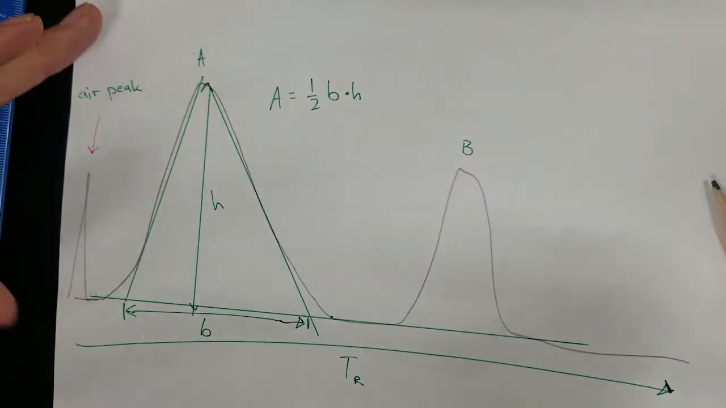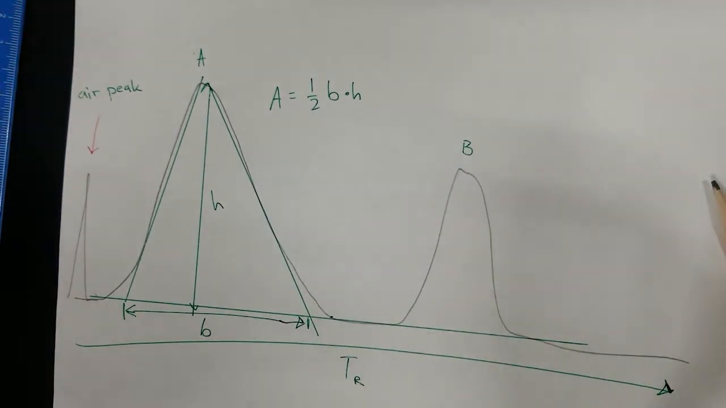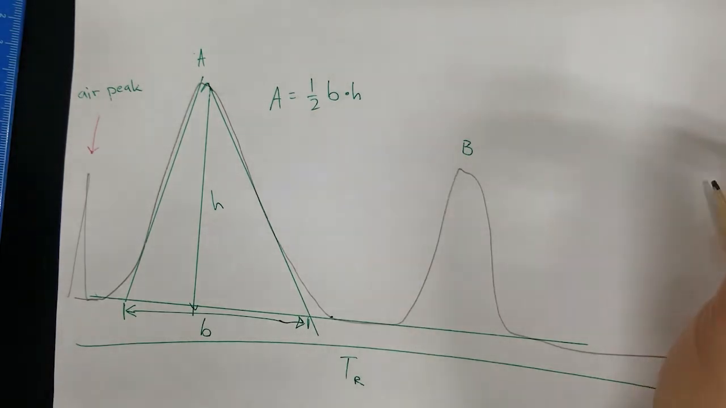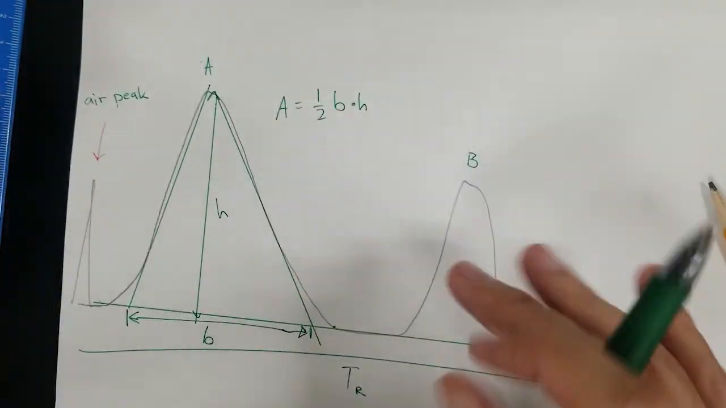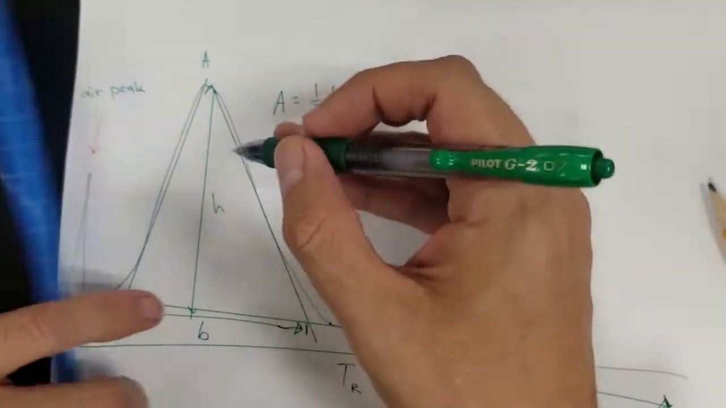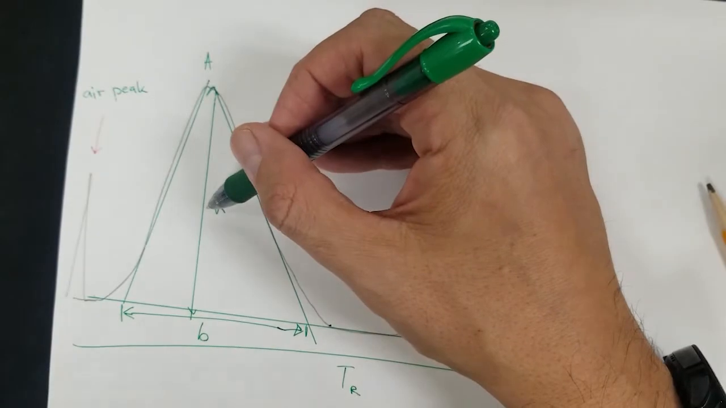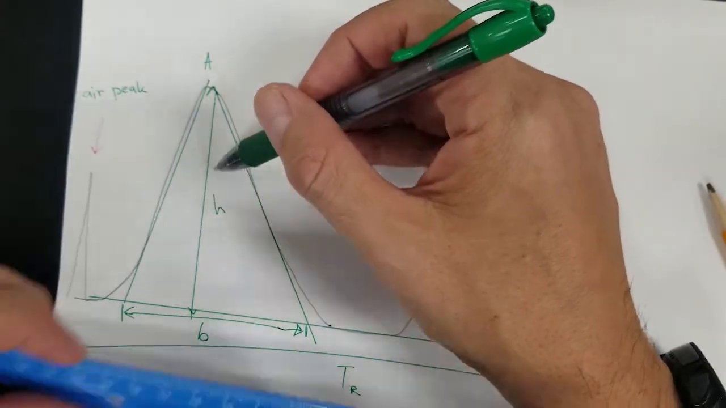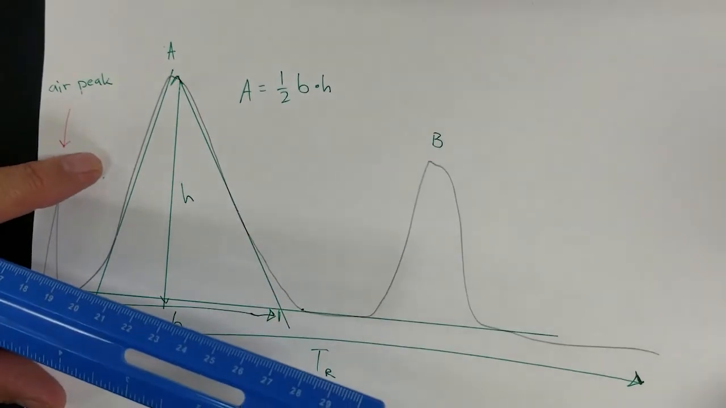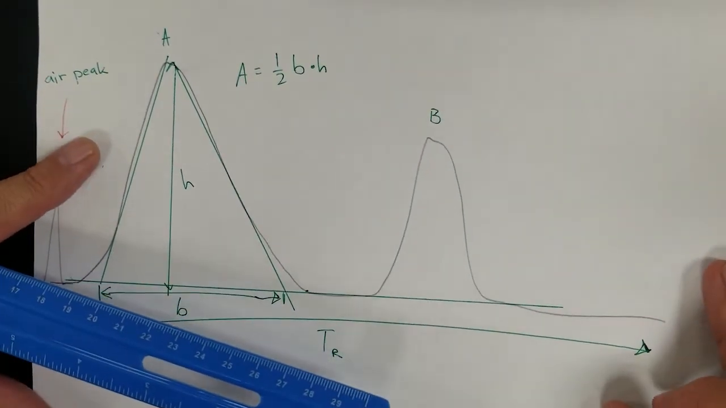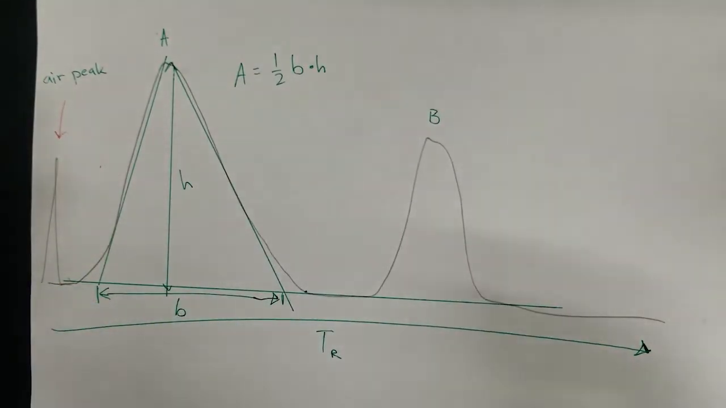Another way I've heard people doing this is doing base times height at 1/2. So essentially what they'll do is they'll measure the width, the distance of the base, at 1/2 of the height. That's another way to do that. I don't like doing it that way. I think that leads to more error than we're already getting here.